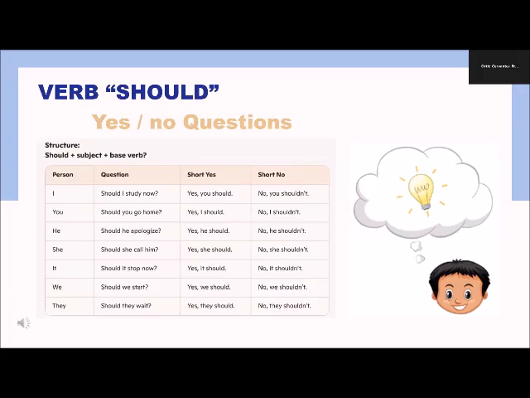In an interrogative sentence, the modal verb should switches places with the subject. In other words, it is placed before the subject of the sentence, as we will see in the following structure. Should plus subject plus base verb plus question mark. Look at these examples with their possible short answers.